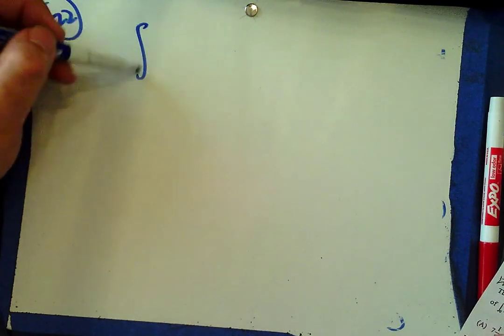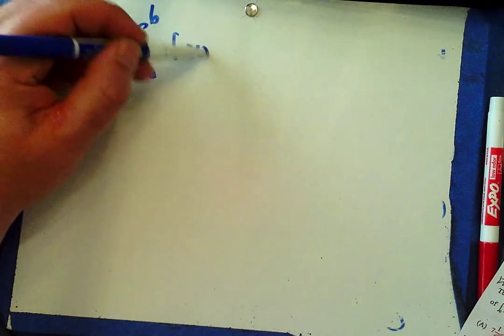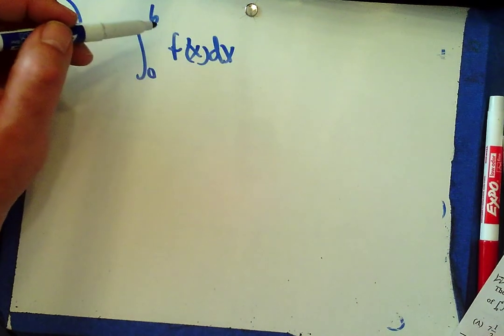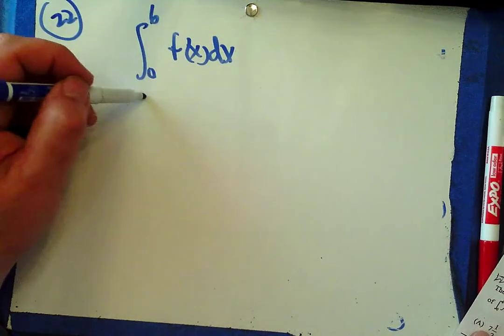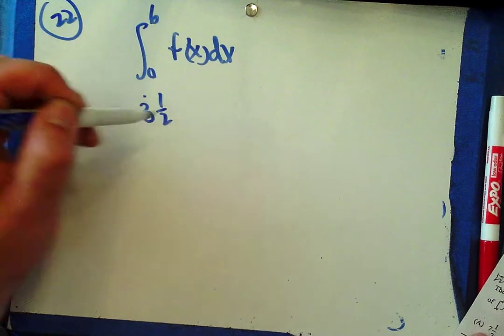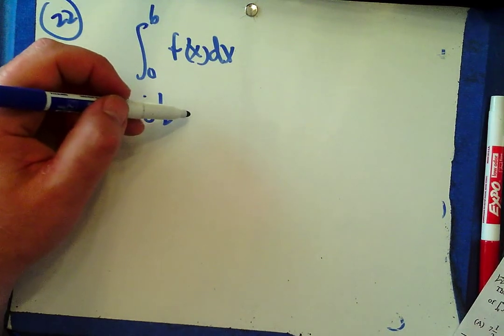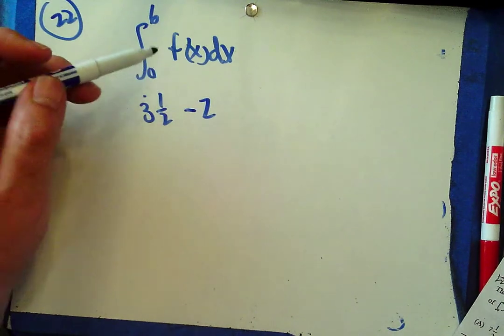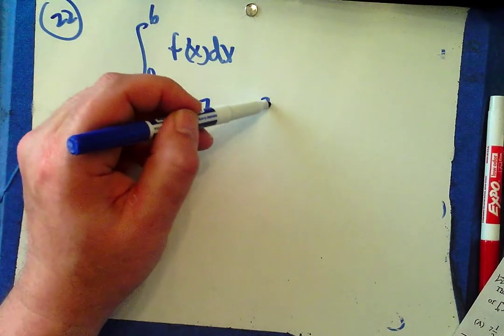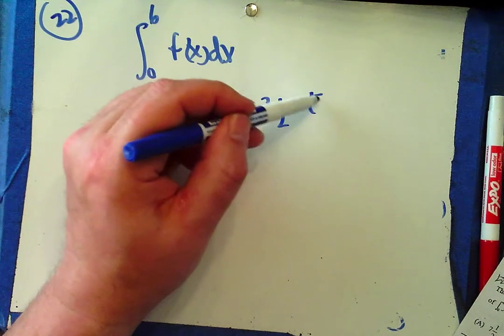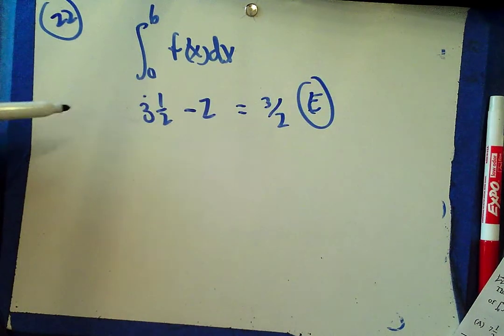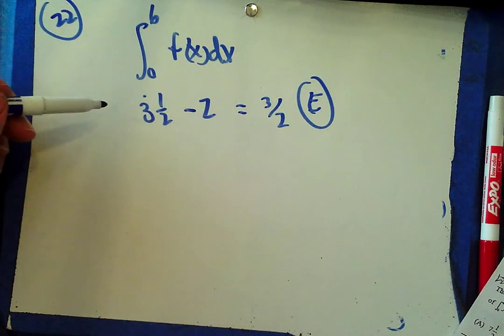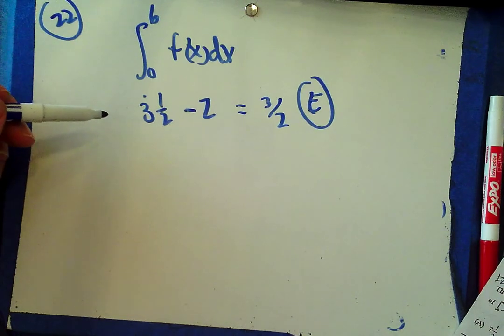22 says, what is the value of the integral from 0 to 6 of f of x dx? So I count an area of 3.5 above the x-axis, and below the x-axis I have 2. I add those two areas together and I get 1.5, which is choice E, because they asked for the integral, not the total area. If they had asked for the total area, I would have gone with 5.5.